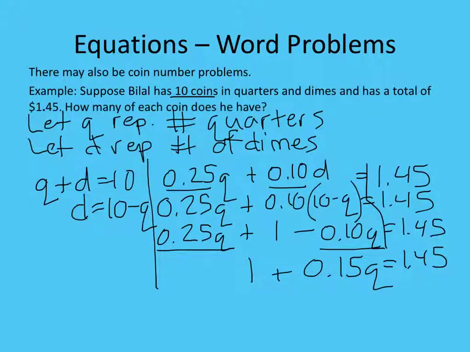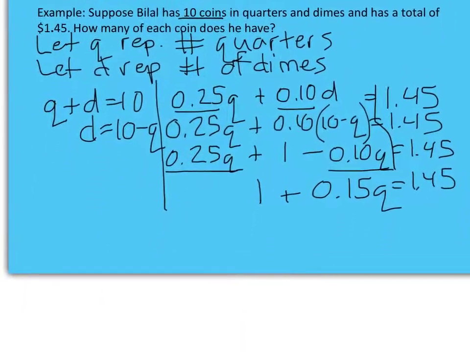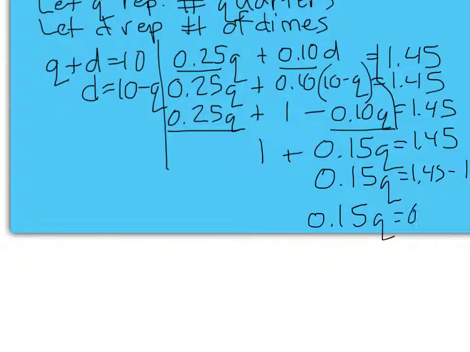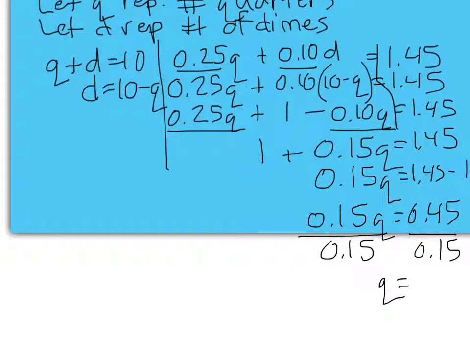I would like the 1 gone. I want it on the other side. So I'm going to take away 1 from both sides. 0.15Q equals $1.45, take away 1. 0.15Q equals 0.45. Divide both sides by 0.15. And Q equals 3.